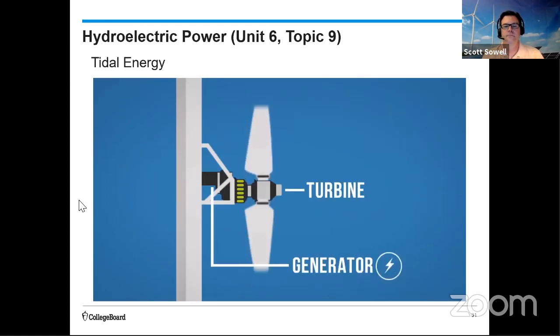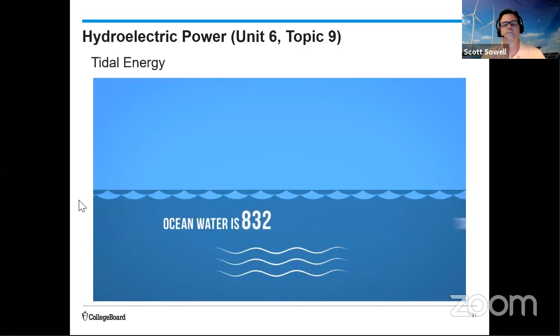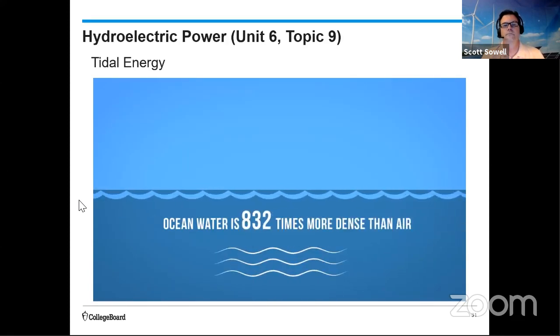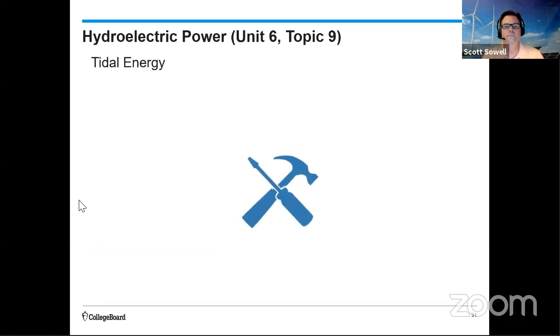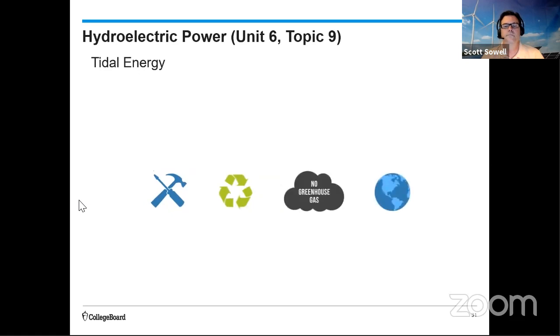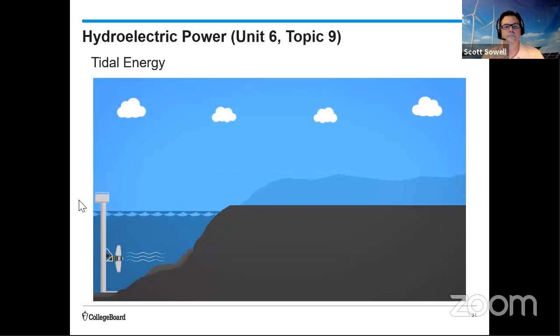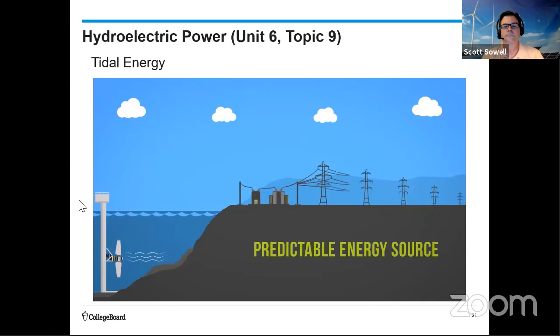The generator produces electricity. Ocean currents generate relatively more energy than air currents because ocean water is 832 times more dense than air and therefore applies greater force on the turbines. Tidal power is easy to install and renewable, having no direct greenhouse gas emissions and a low environmental impact. Because the ocean's tidal patterns are well understood, tidal energy is a very predictable energy source, making it highly attractive for electrical grid management. This sets it apart from other renewables that can be more unpredictable.